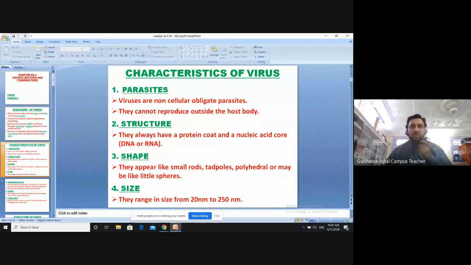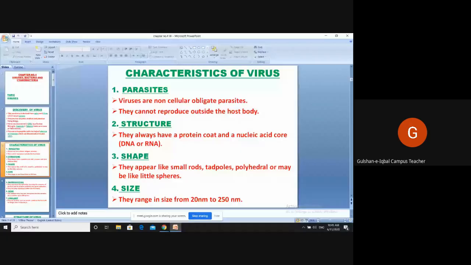Whenever the virus comes to your body, what is the function of the virus in your body? To harm you, because they are obligate parasites. Okay, they cannot reproduce outside the host body. They can only reproduce inside the body of the host. Outside the host body they are completely inactive. There is no work of the virus outside the host body.